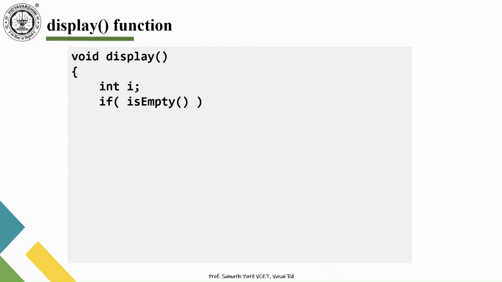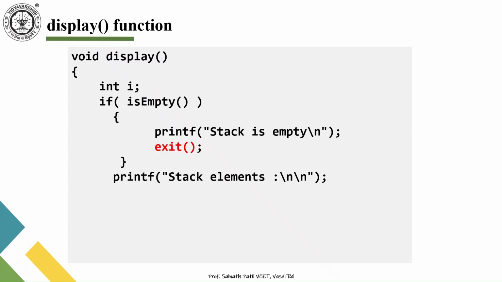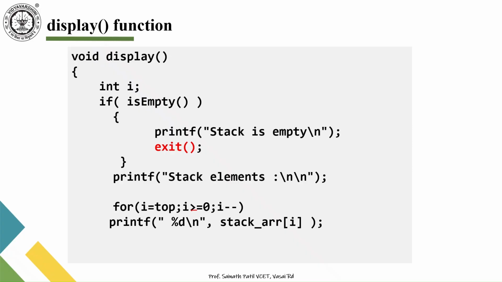So we write the display function for stack traversal. So void display, int i, is empty function, if is empty. If it is true, then we write stack is empty and exit. Otherwise, we display the stack elements as follows. For that, we use a for loop, for i is equal to top, i greater than or equal to 0, i minus minus, and printf percentage d, stack array of i. So this loop will continue till the value of i is greater than or equal to 0. Once it is done, it will stop. So this is the display function of stack.